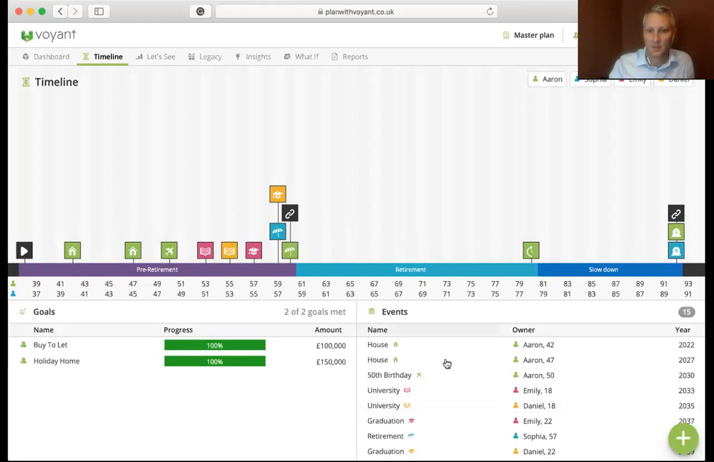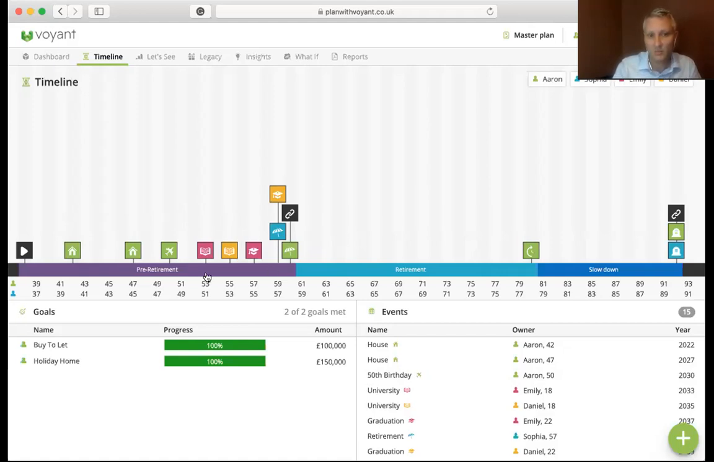kids. So they've got kids going to go to university, they're going to graduate. Aaron, who's one of the parents, wants to buy a house, wants to buy 2 houses at certain points. He wants to have a 50th birthday celebration. So we're building this plan, and these are all of their goals. So when we build it for you, it's completely bespoke. It's like, what do you want to do?